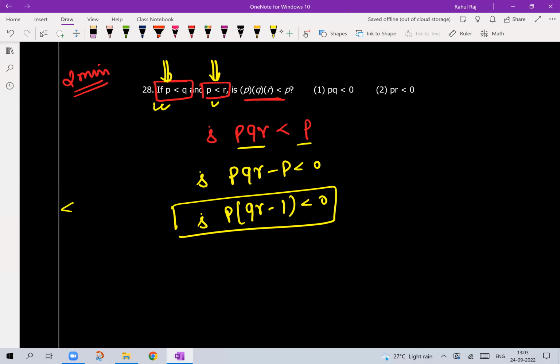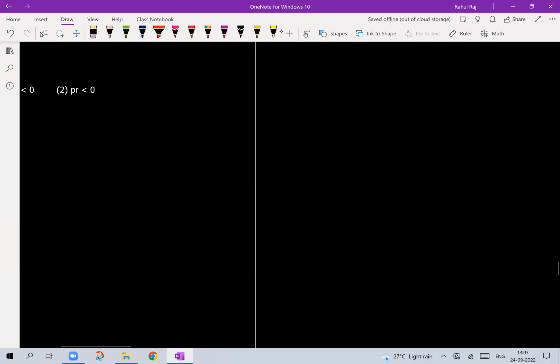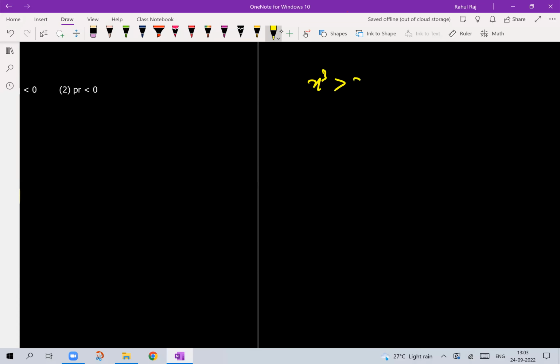Always ensure that you can 100% transpose the variable from one side to the other. Imagine if it is x cube greater than x square. You can always do x cube minus x square greater than 0. But you can never cut x square and say x is greater than 1. You can only do this when it is explicitly mentioned in the question that x is positive. If it is not mentioned, you can't cut. Neither can you cross multiply.